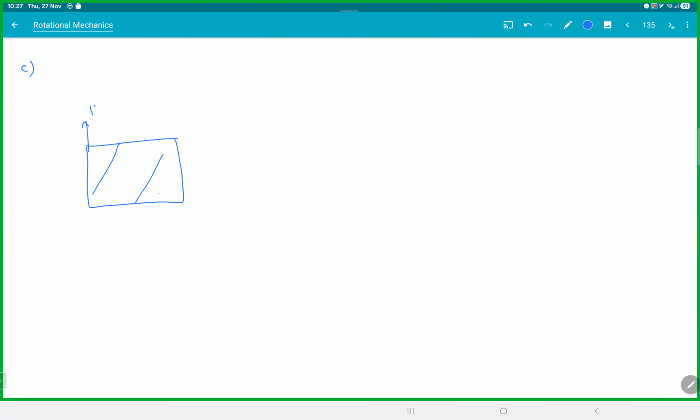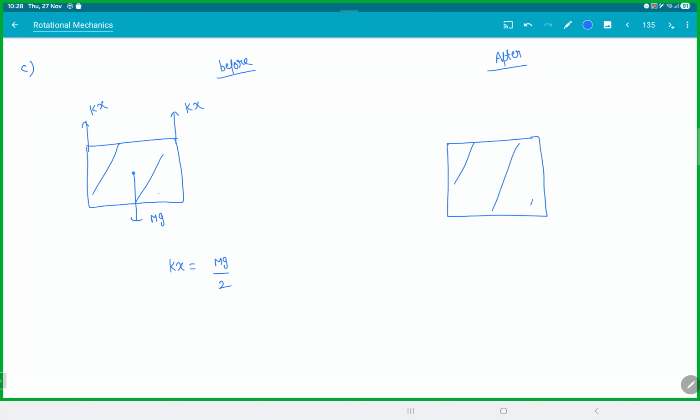So this guy was pulling with Kx and this guy was pulling with Kx. This is before cutting. And this was mg. So Kx must be mg by 2. The spring doesn't care about anything else. It will exert the same force. So after cutting, the tension in the spring which you got became 0. But this spring will continue to exert the same force Kx, which is mg by 2. Your weight is mg.